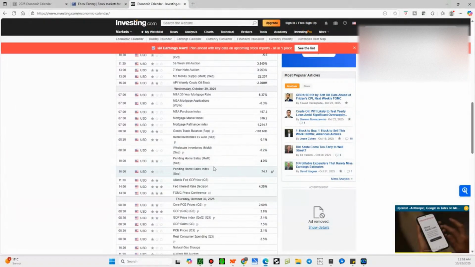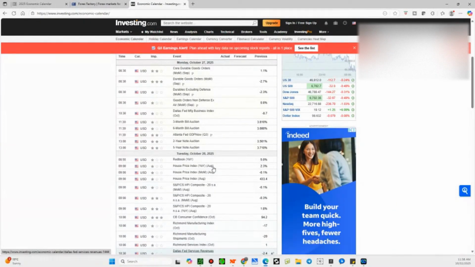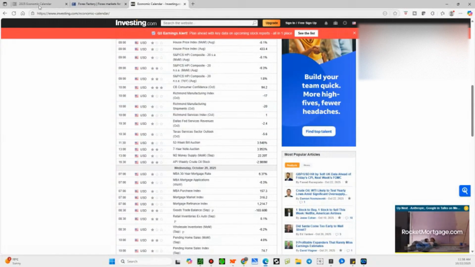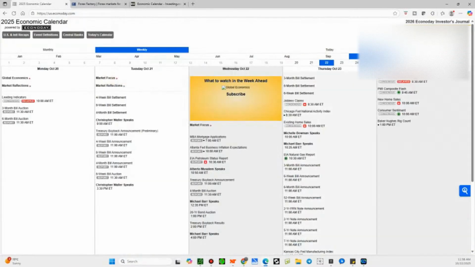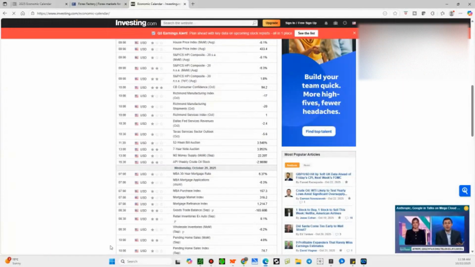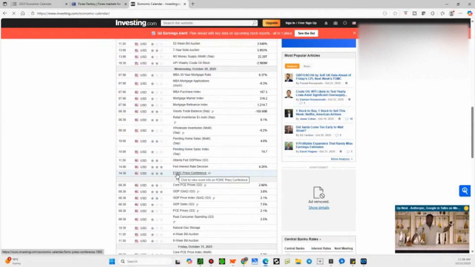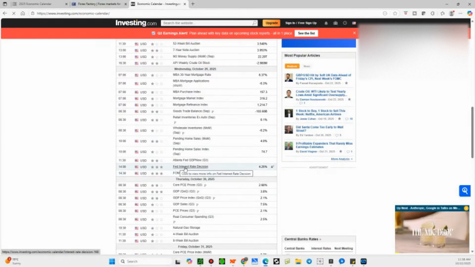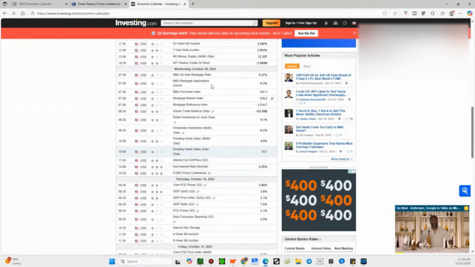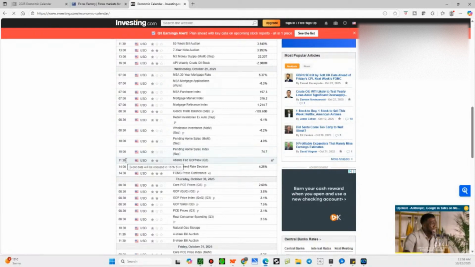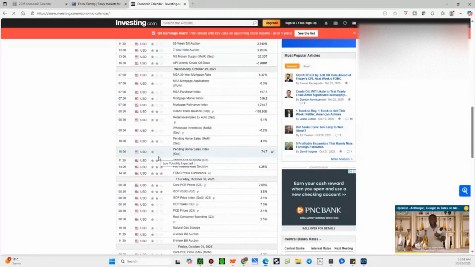Let's see here. The reason why I'm using this is because this economic calendar you cannot move into next week. So that's why I'm just using this one. Hopefully we can find what we need. So yeah, we do have FOMC, and then there's a Fed rate decision coming up. That's Wednesday on the 29th. So on that Wednesday, there's a lot going on. And if you really know what you're doing, you can make a killing.